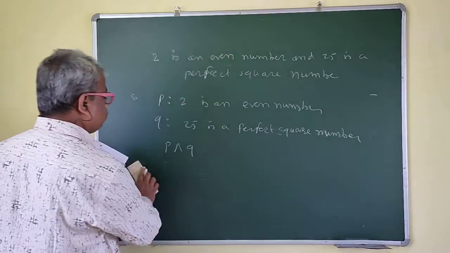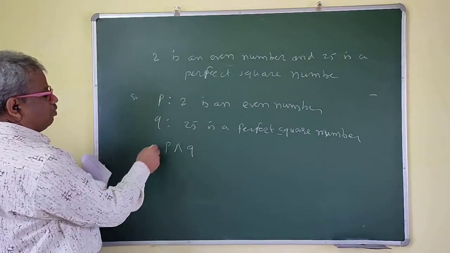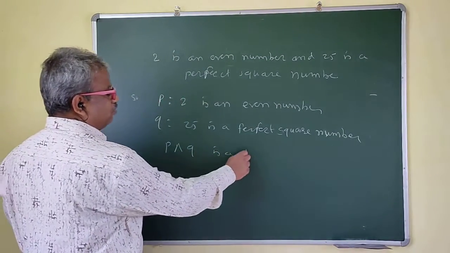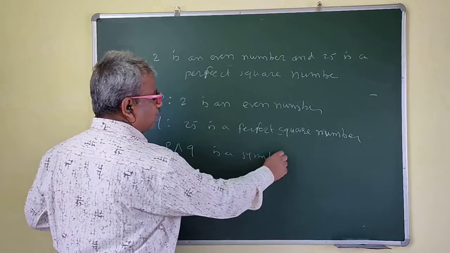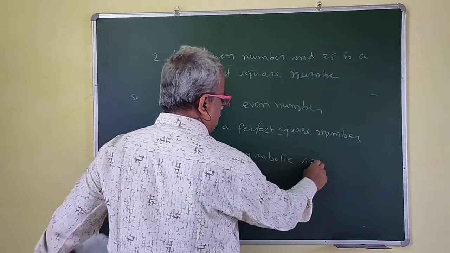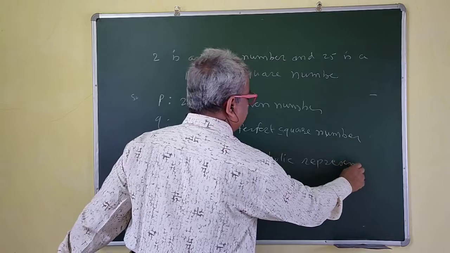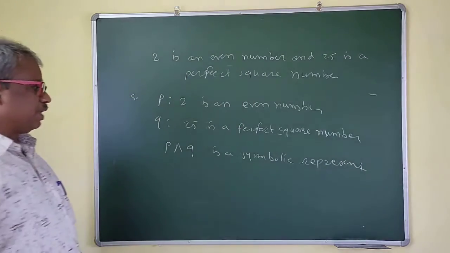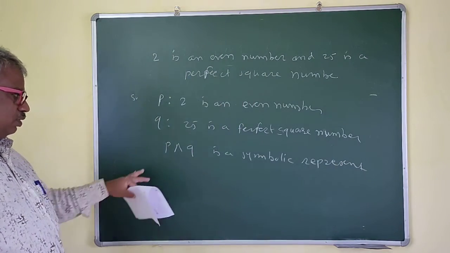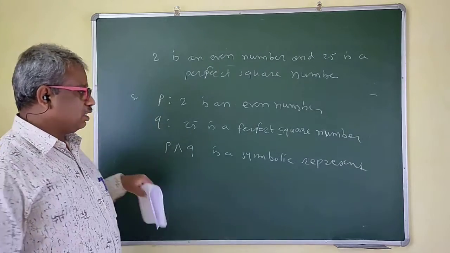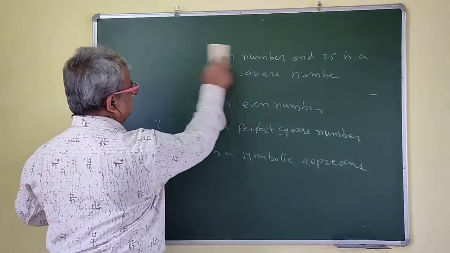Right? So that means what? Symbolically, what is the symbolic representation? So you want only the symbolic representation. We don't want the truth value. Just write this word. P and Q is your symbolic representation.